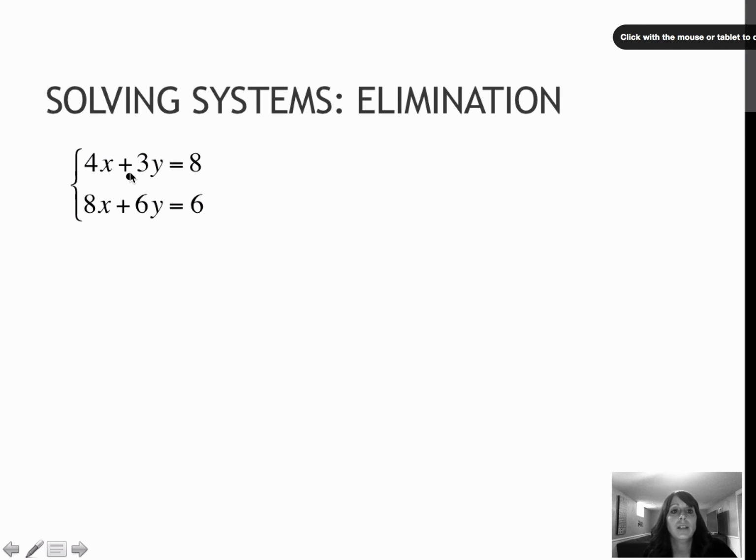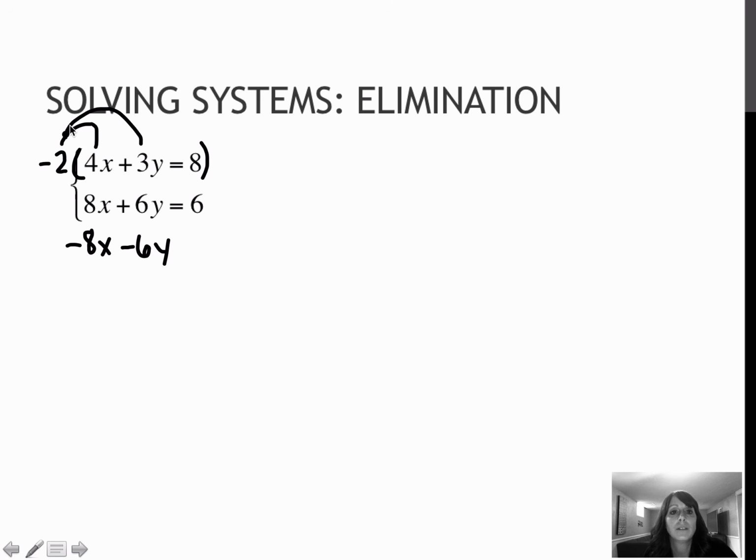In this equation, again, I have everything lined up, but I don't have the same number opposite sign. I'm going to choose to eliminate the x's. So I'm going to take my whole first equation times negative 2, which will give me a negative 8x on top and an 8x on the bottom. When I distribute, I get negative 8x minus 6y equals negative 16. And now I'm not using that equation anymore. I'm going to add all of this together.